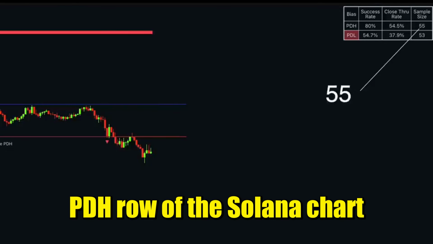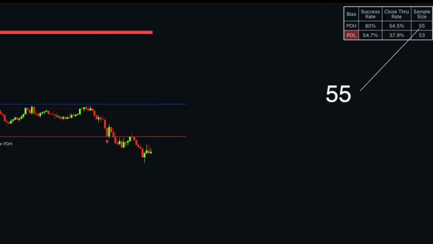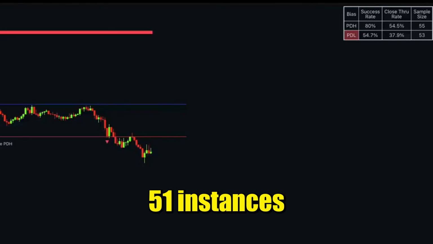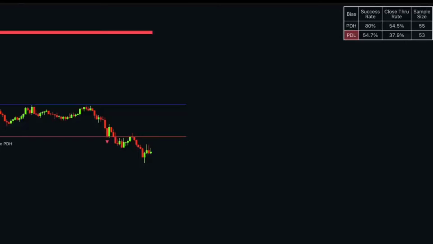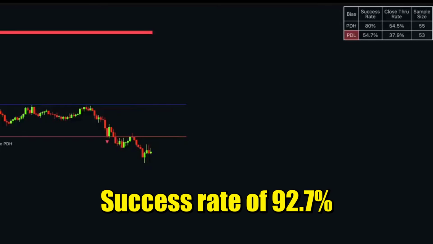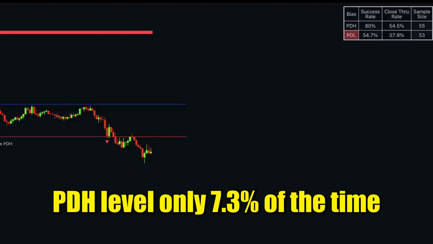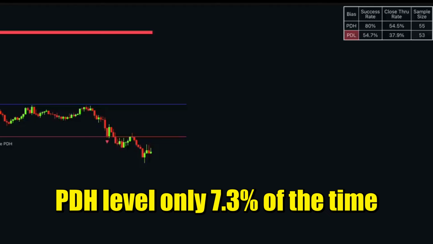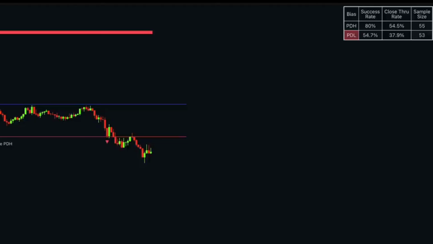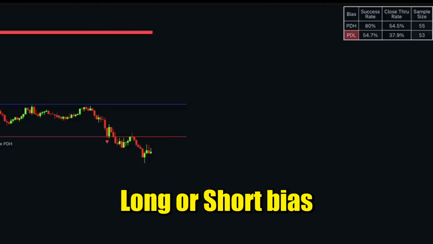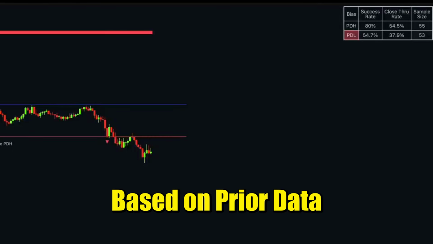of the Solana chart. The sample size here indicates that there were 55 instances where the daily bias was assigned as PDH. From this sample size, 51 instances resulted in the price hitting this level, equating to a success rate of 92.7%. The closing success rate indicates that price closed above the PDH level only 7.3% of the time. This data can be useful when trying to establish a long or short bias based on prior data.